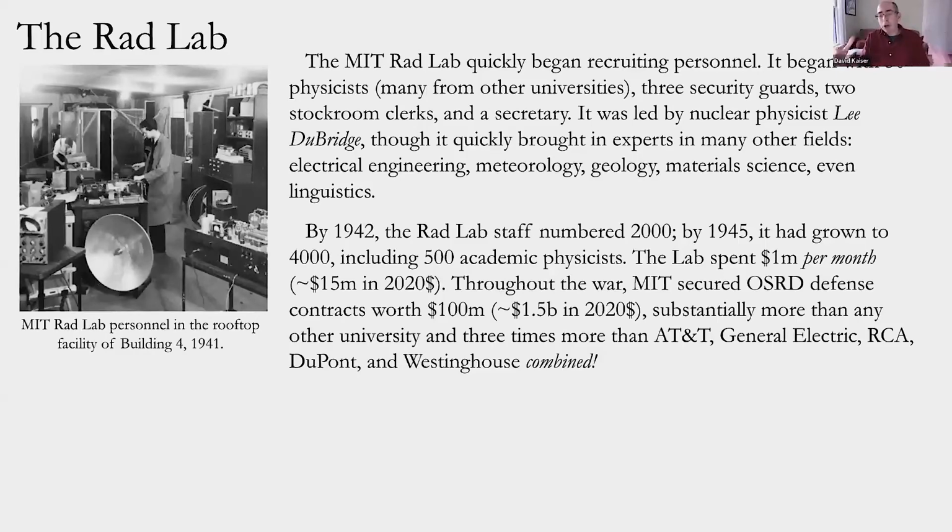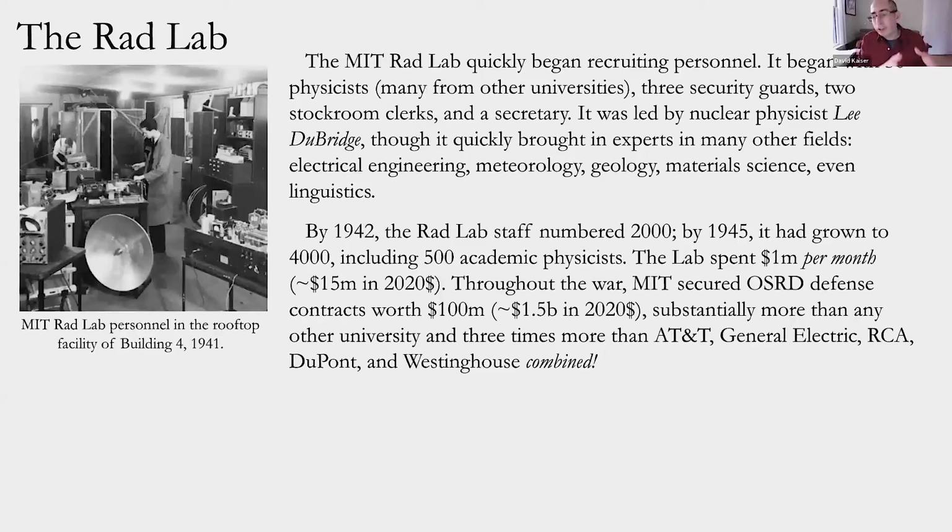And this became the largest part of a very large suite of defense projects that were being done at MIT throughout the war, totaling, again, in today's dollars, about $1.5 billion. MIT became, by a very, very wide margin, the single largest university contractor for wartime projects in the United States. And in fact, it was even a bigger contractor for these research and development projects than some of the largest industrial companies in the country: AT&T, General Electric, RCA, DuPont, Westinghouse.